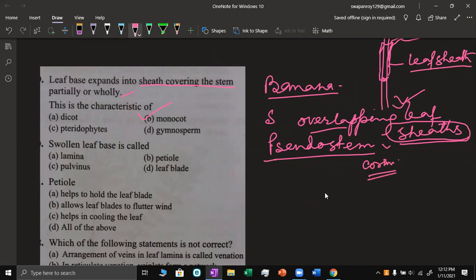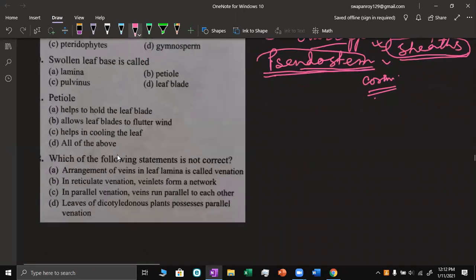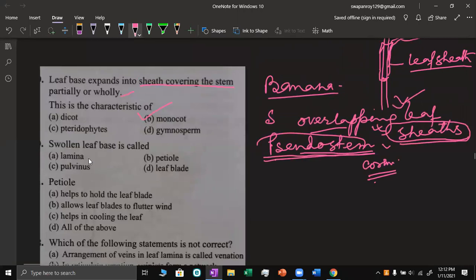Okay, the main stem is the actual stem, and the stem-like structure, that aerial portion, is a pseudo stem made of leaf sheaths. Next one, the swollen leaf base is called pulvinus, sir. And pulvinus, where do we get it? Leaf base in some of the plants.